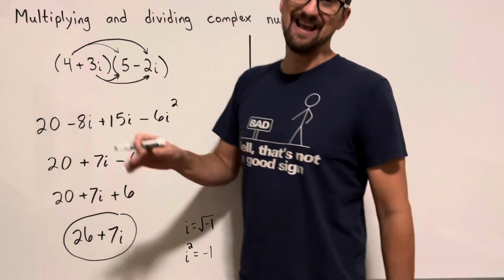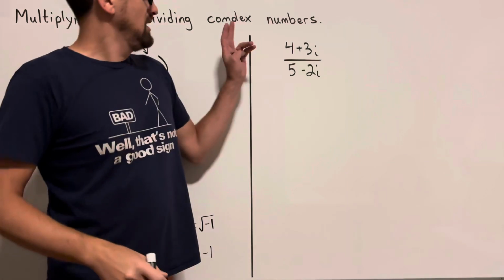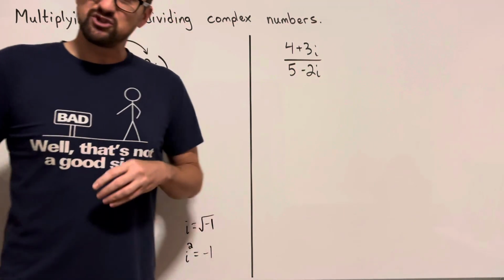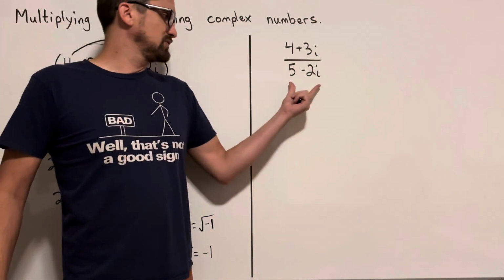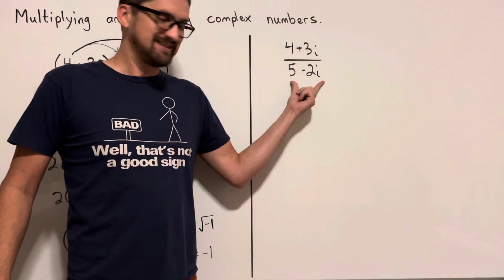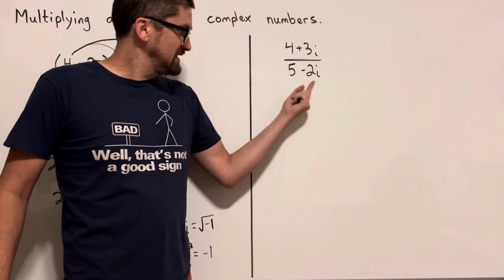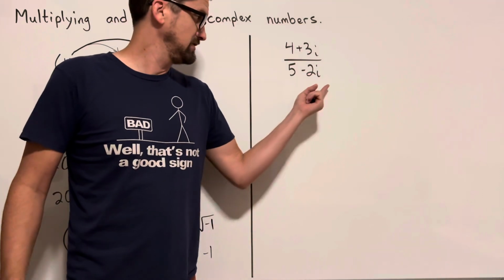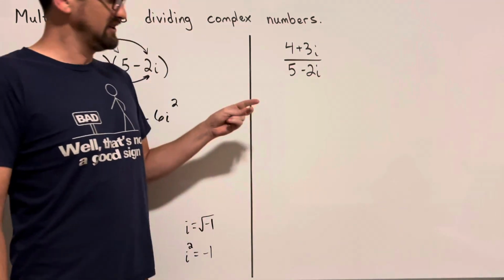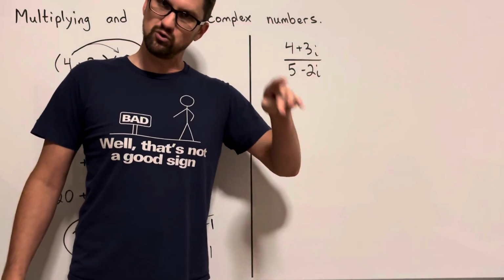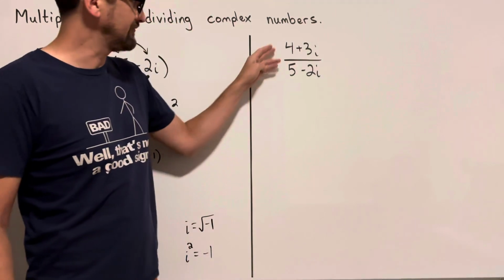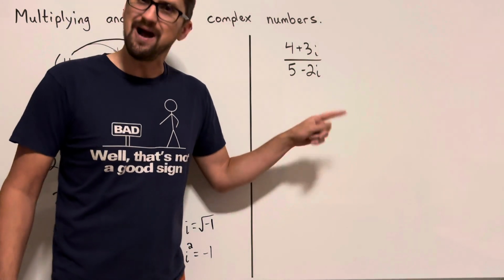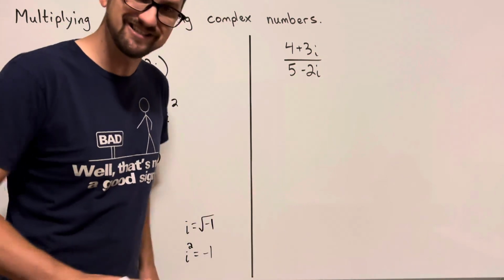All right, let's look at dividing them. Now this is division. We got 4 plus 3i divided by 5 minus 2i. Now to do this one, we're going to take the bottom piece and change the middle sign on it to create the conjugate of the denominator here. And then we're going to take that conjugate and multiply top and bottom of the fraction by it. So the conjugate of 5 minus 2i would simply be 5 plus 2i.